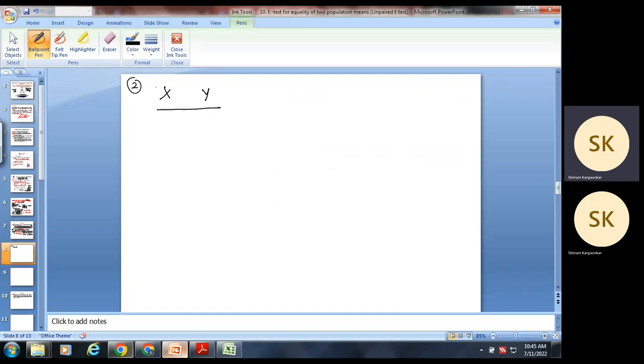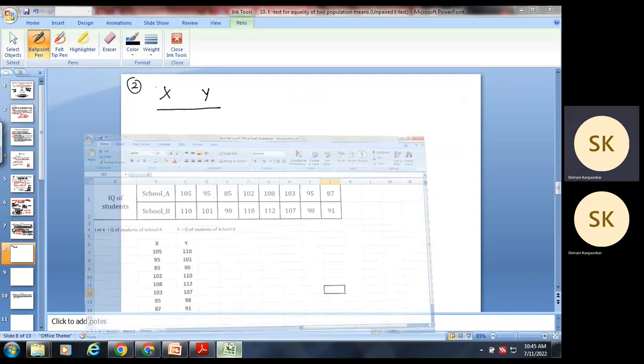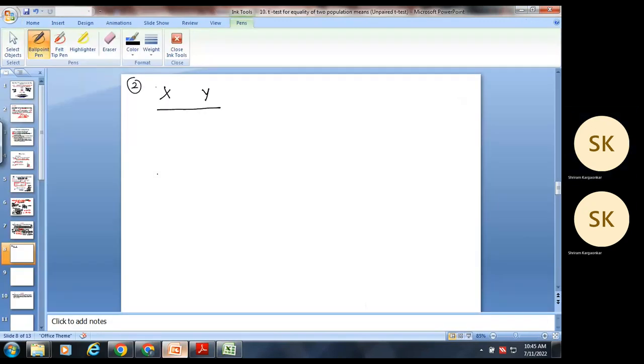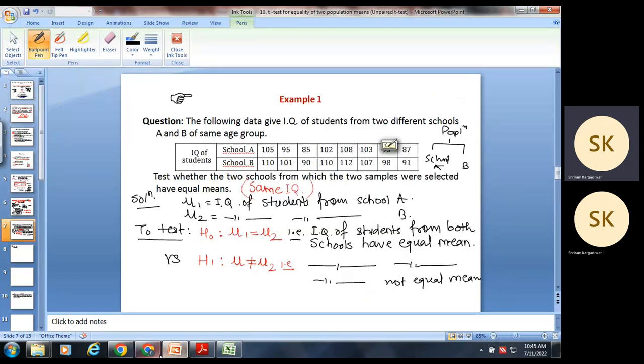So I have prepared Excel. I have mentioned all these values here. So this is the data. You can check. So this is the data. This data I have arranged in this form. Okay. So this is the data which we had.